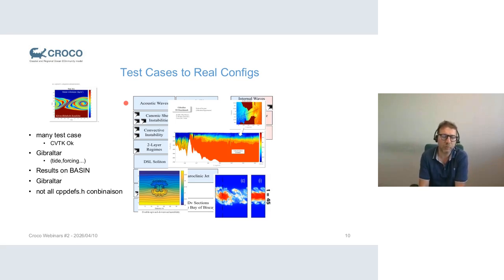Basin is useful because you can easily change the number of grid points. Because we develop by hand, not all the CPP test cases have been tested.